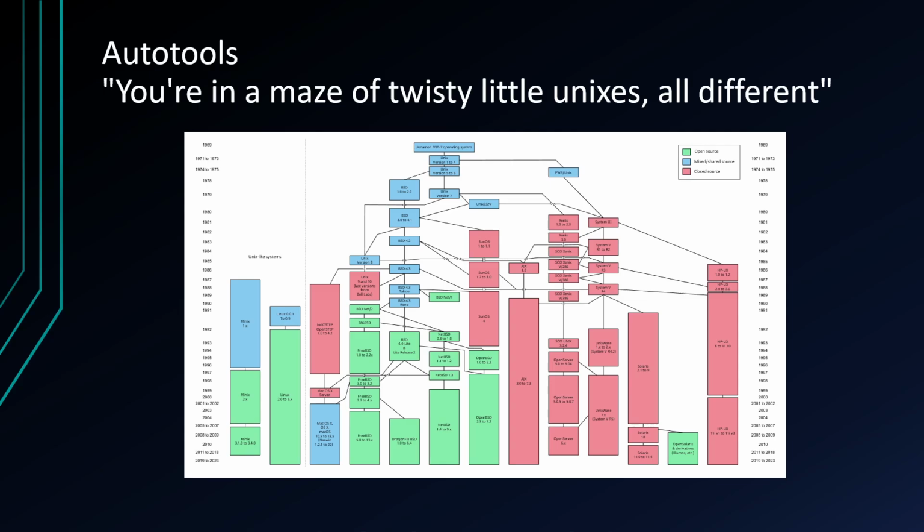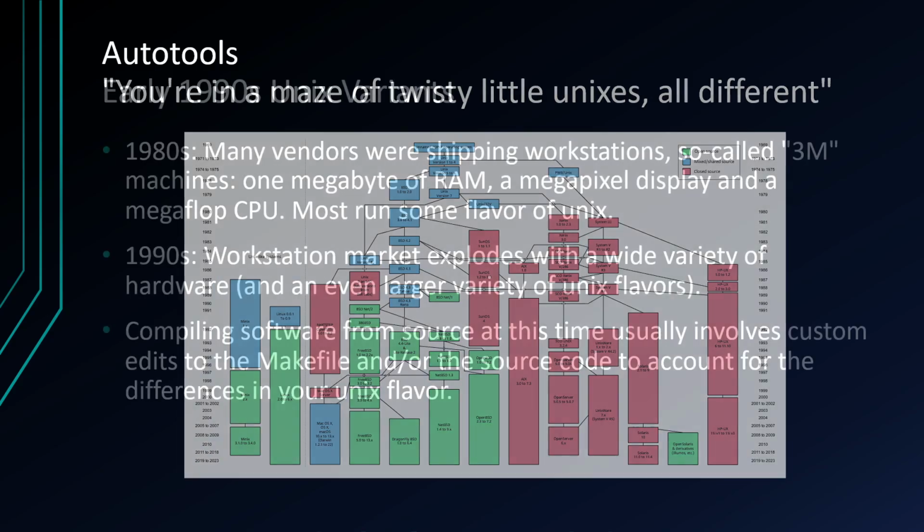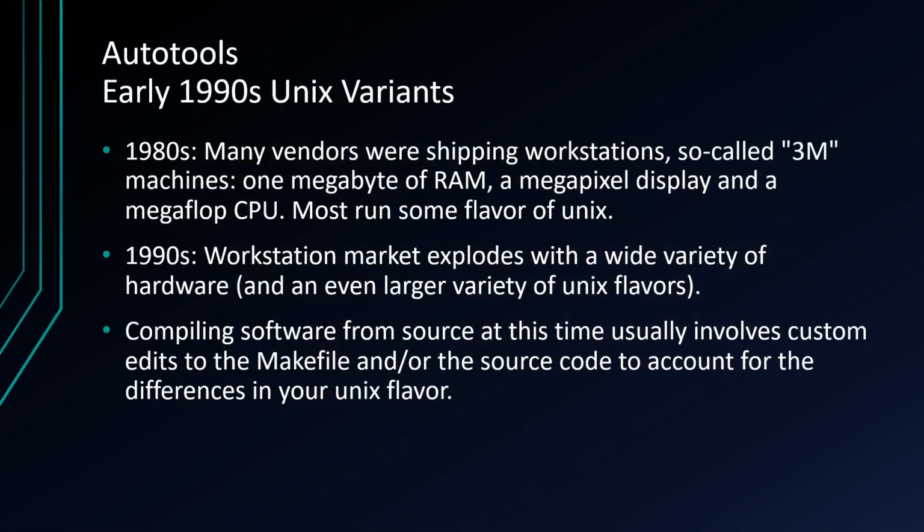So to deal with all this change, in the 80s, vendors started making these workstations, these so-called 3M machines: 1 megabyte of RAM, a megapixel display, and a megaflop of CPU performance. And not all of them ran Unix. One vendor, Apollo, had their own operating system called Domain OS that wasn't Unix and wasn't like anything else. But most of them ran Unix.